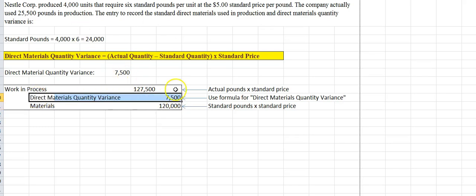So the direct materials variance, which we already calculated, we know is simply the plug here. And it's going to be on the credit side. So direct materials variance is 7,500. Notice that in this technique for accounting, we're separating the variance, creating a unique line for the variance. Under materials, we're taking out what the standard said we should have taken out, and we're putting in work in process the actual amount that was used.